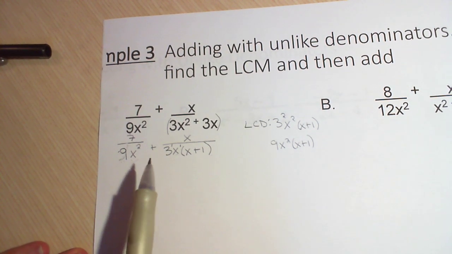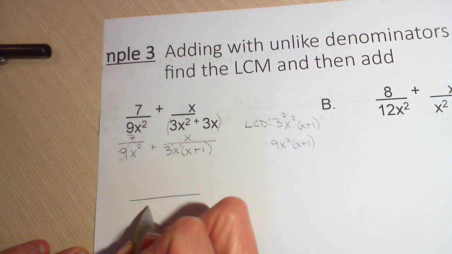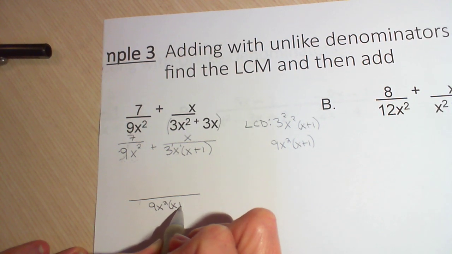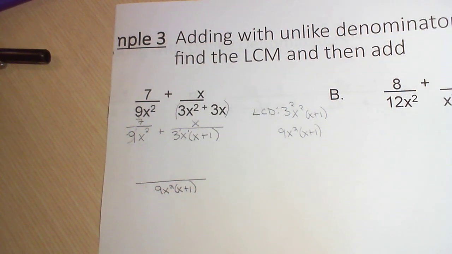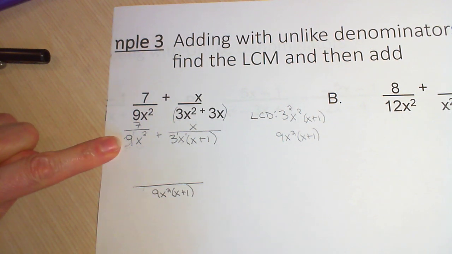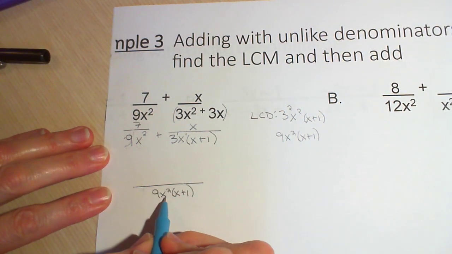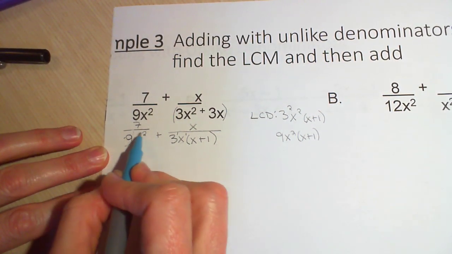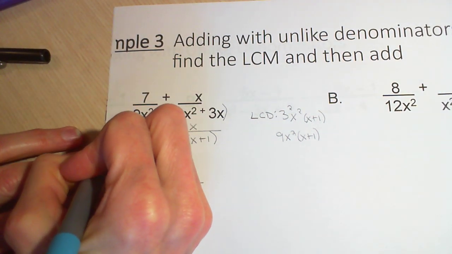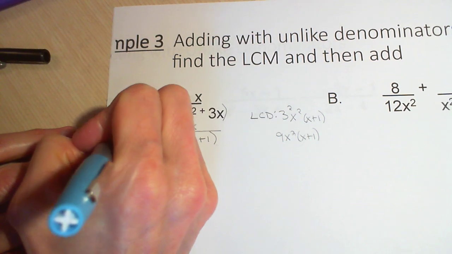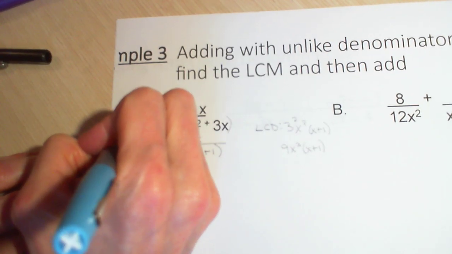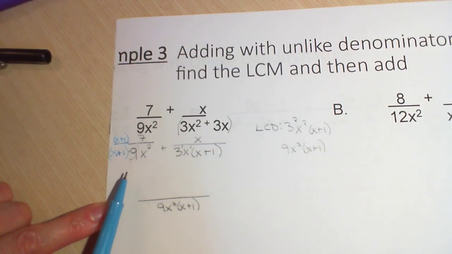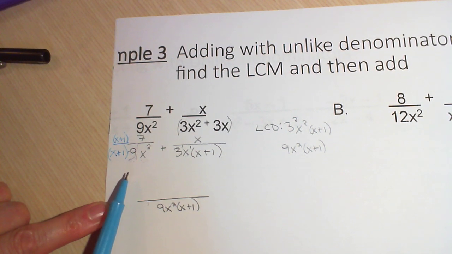So what you want to think is, all right, I want to make a fraction with a common denominator of 9x squared times x plus 1. I'm going to grab a different color here for this next part. So here I have 9x squared. I want 9x squared times x plus 1 as my denominator. So what do I need to do? What is this fraction missing on the bottom? It's missing x plus 1. So I want to multiply the denominator by x plus 1. But whatever I do to the bottom, I have to do to the top. So what I'm doing at this first fraction is multiplying top and bottom by x plus 1.